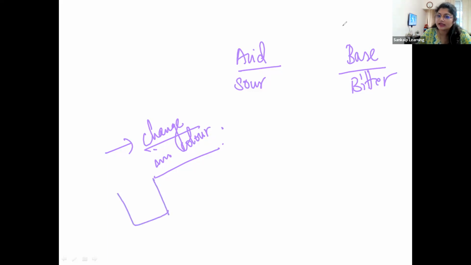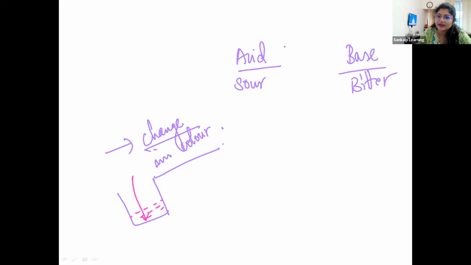I'll take a beaker. In that, I'm going to take a substance. So there are different indicators. I have discussed China rose, turmeric, litmus papers, right? Last class I told you, you have written it. So there are different indicators. So if I add the indicator, suppose I've taken a red indicator, a red litmus paper.